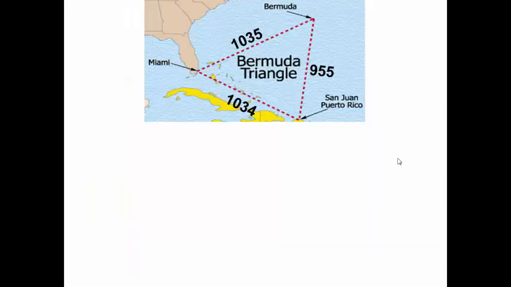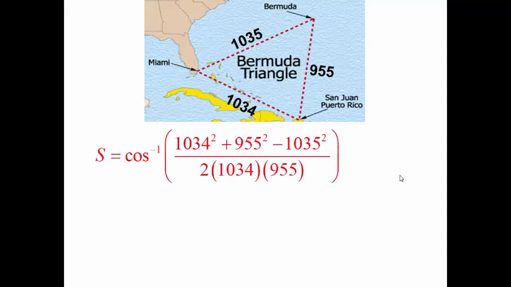And it doesn't matter which angle I want to find first. I went ahead and went with the biggest angle, the San Juan angle. I labeled that S, and I set up my law of cosines in order to find the angle. The side opposite angle S would be the 1035, so that gets subtracted. The other two sides would be on the addition and in the denominator.